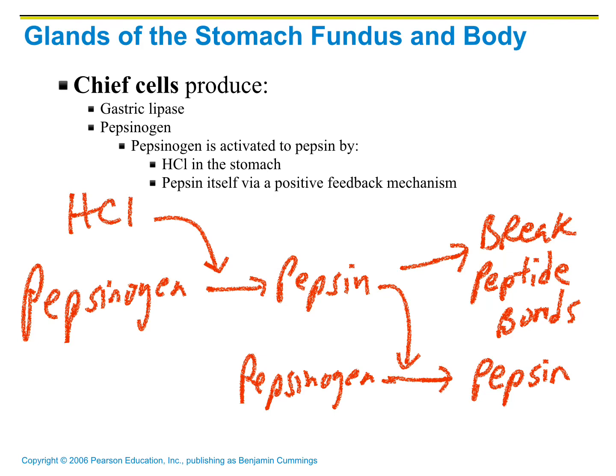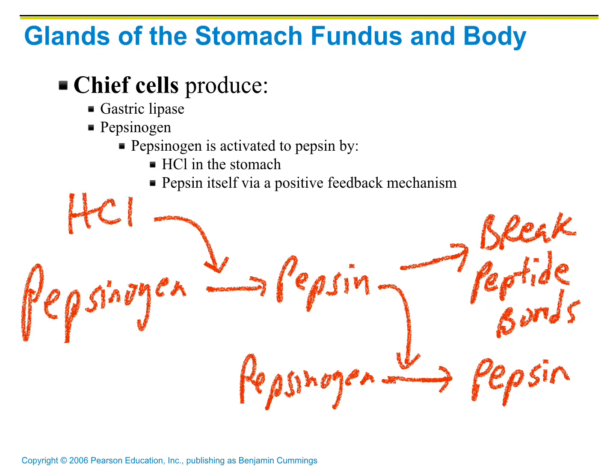So here's the process that happens for digestion of protein. We've got the hydrochloric acid produced by the parietal cells. That is going to convert the pepsinogen into pepsin. Now, pepsin is the active enzyme. And so what pepsin does is it breaks peptide bonds, which are the bonds between amino acids. And so this is going to be chemical breakdown of proteins, right?